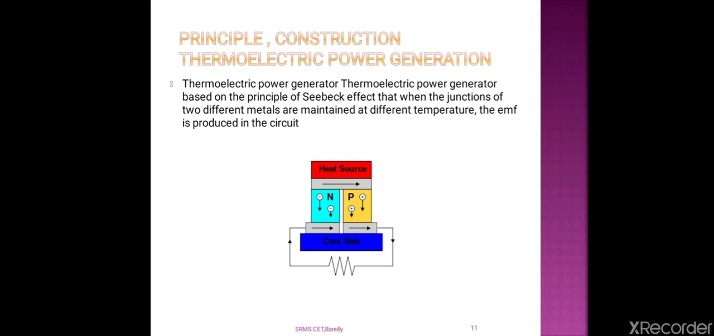The thermoelectric power generator is based on the principle of the Seebeck effect, that when the junctions of two different materials are maintained at different temperatures, an EMF is produced in the circuit. In order to select material and design a thermoelectric generator, one needs to start with a general understanding of the thermoelectric effect. In thermoelectric material, there are free carriers which carry both charge and heat. Perhaps the simplest example is a gas of charged particles.